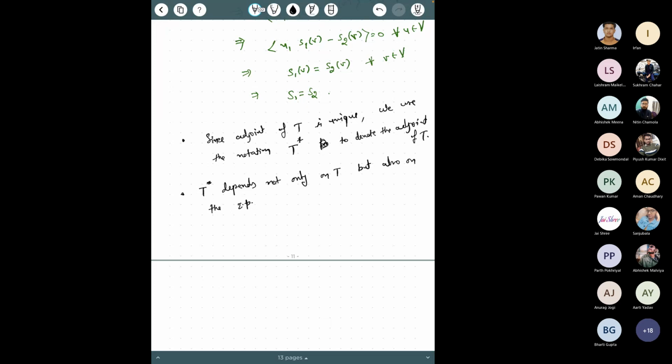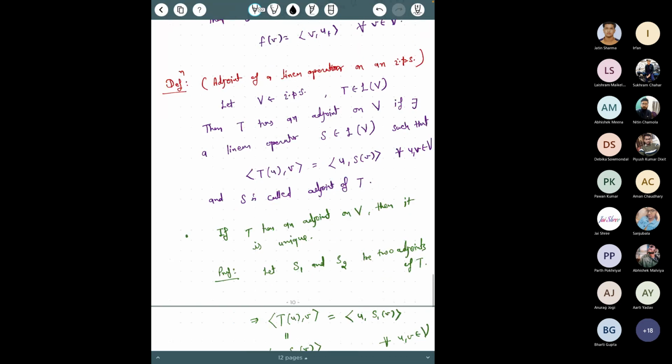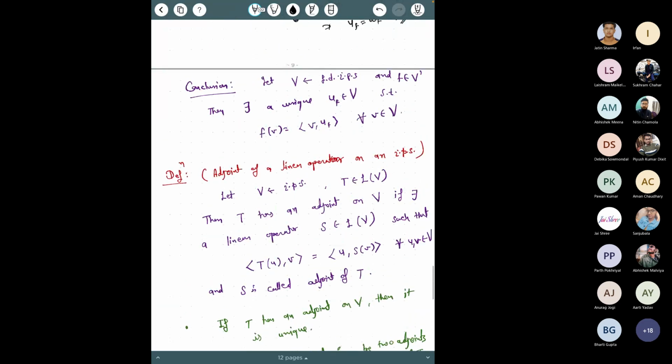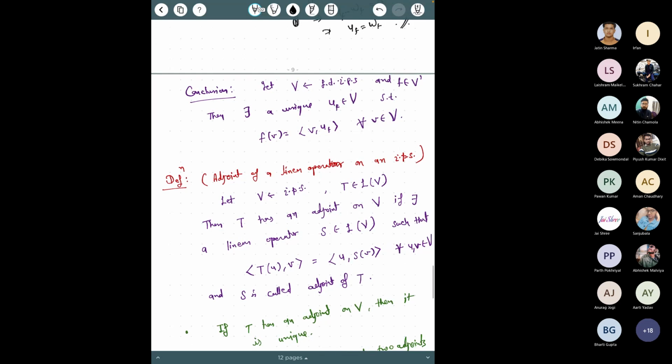Okay. Now this is the uniqueness, but what can we say about the existence of an adjoint? As we have already seen, something holds for finite dimension, but the similar thing is not true for infinite dimension. Because of that, one can say that if T is a linear operator on an infinite dimensional inner product space, then T may or may not have an adjoint. But if T is a linear operator on a finite dimensional inner product space, then it will always have an adjoint.